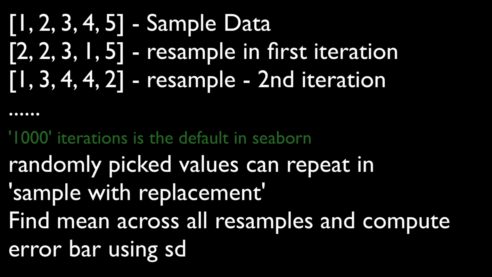And notice that the number 2 is repeating. So this type of resampling, where the observation can repeat itself in the resampling, is called sampling with replacement. And if the same sample is not allowed to repeat itself, then it is called sampling without replacement. And what Seaborn uses is sampling with replacement.